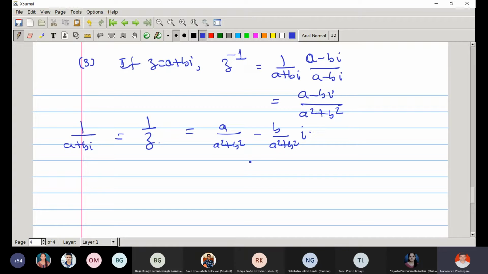But this is possible when? When can we find the multiplicative inverse 1 by Z? When is it possible? If A square plus B square is non-zero. A square plus B square is non-zero, that means if A is not 0 or B is not 0. Correct?